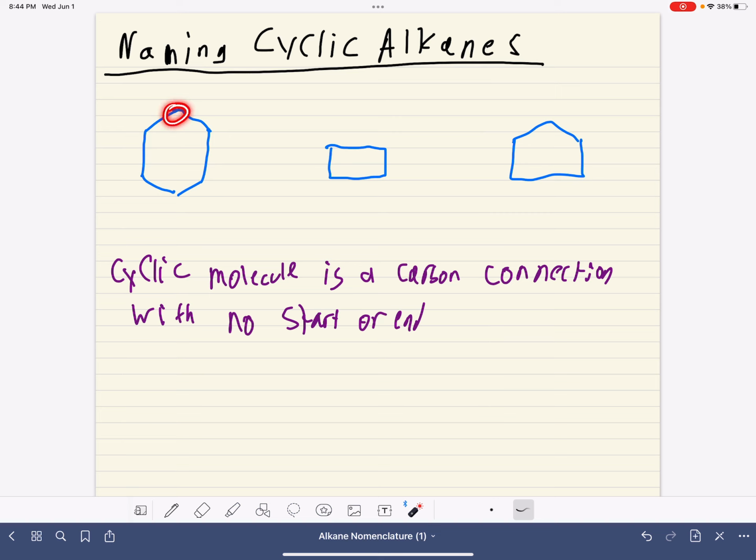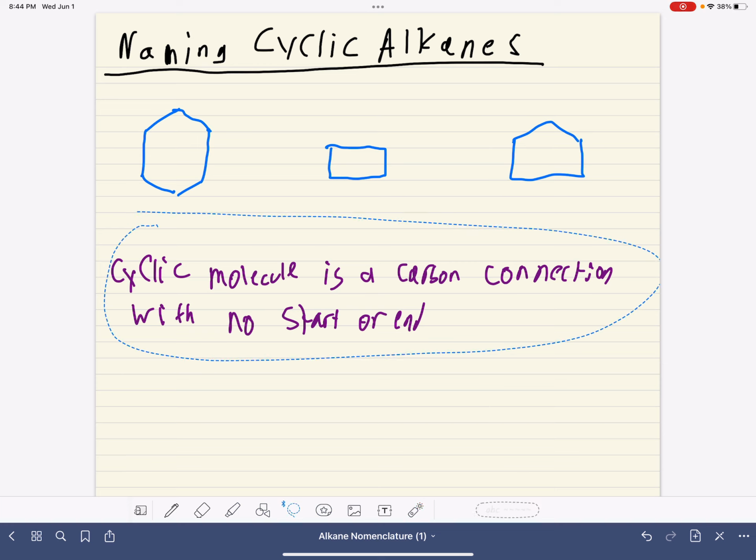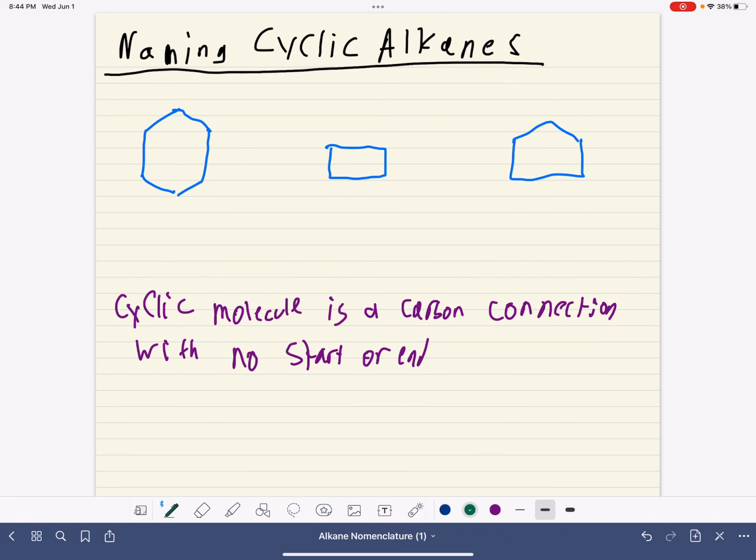But remember, it's line angles, so each of the endpoints is a carbon. So here, this is a 1, 2, 3, 4, 5, 6 carbon cyclic structure. This here is a 1, 2, 3, 4 carbon cyclic structure. And this here is a 5 carbon cyclic structure. Now, if I was going to name these as a parent chain name, normally we would just call a 6 carbon chain hexane, a 5 carbon chain pentane, and a 4 carbon chain butane.